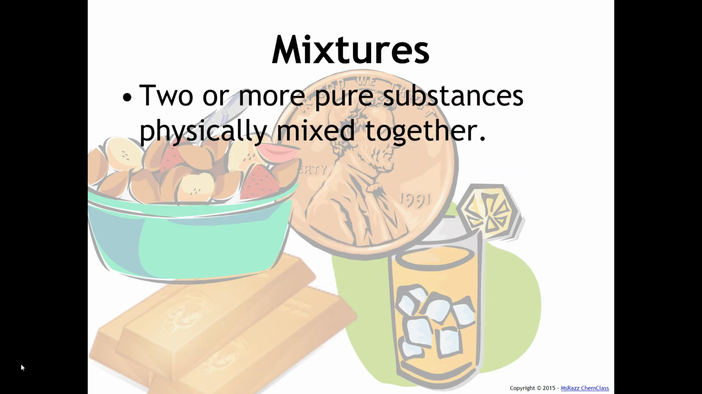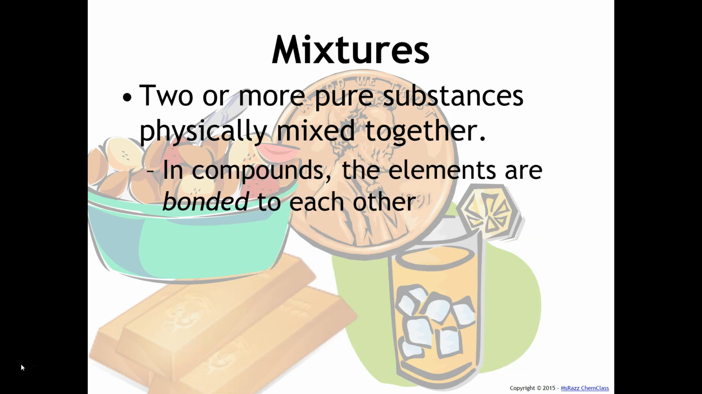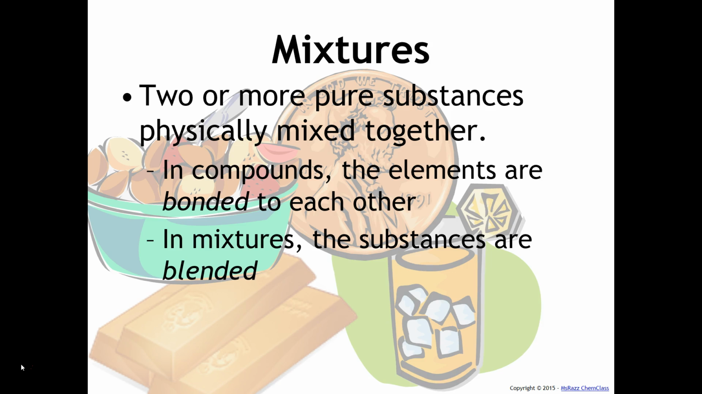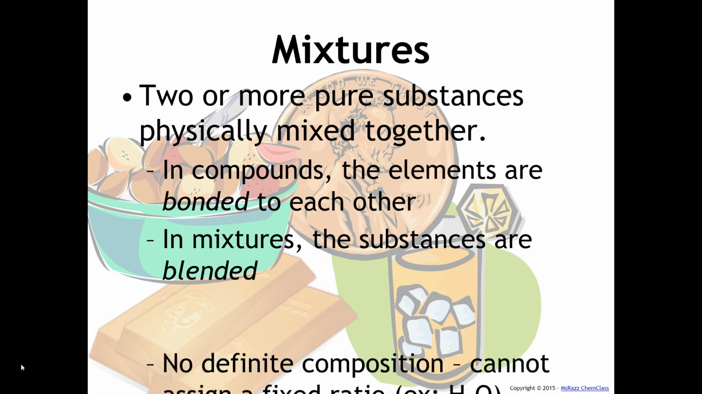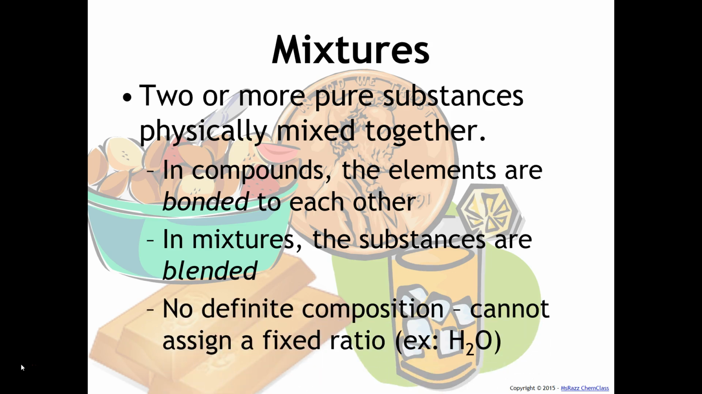Mixtures, on the other hand, is where you have 2 or more pure substances physically mixed together. In compounds, the elements are bonded to each other, whereas in mixtures, the substances are blended. There is no definite composition, which means you cannot assign a fixed ratio. Remember the example with water before? Water is always going to be 2 hydrogens to 1 oxygen.